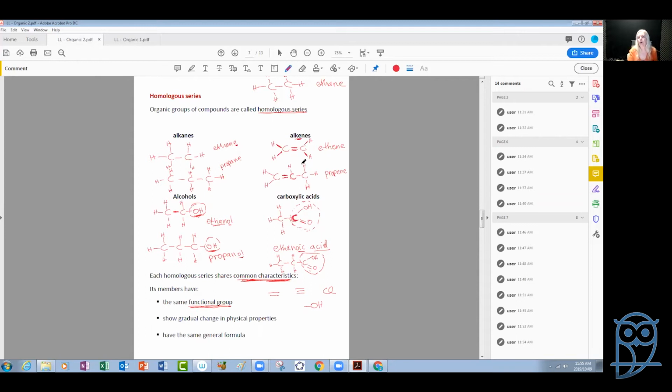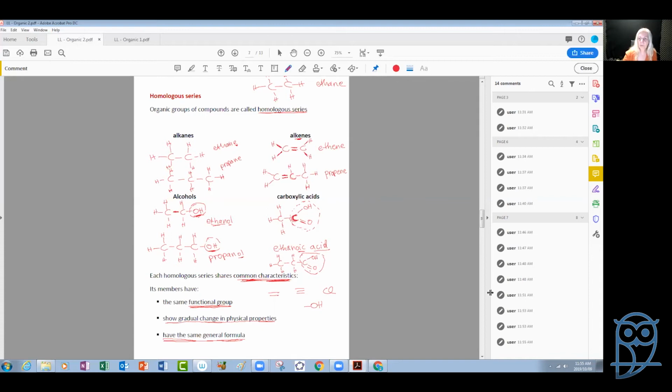Members of the same homologous series also show gradual change in their physical properties, which means, actually, before we explain that, let us go to the third point to finish with the points. The third point is that members of the same homologous group have a common formula. They have the same general formula.